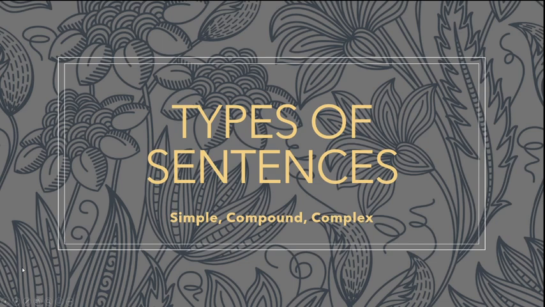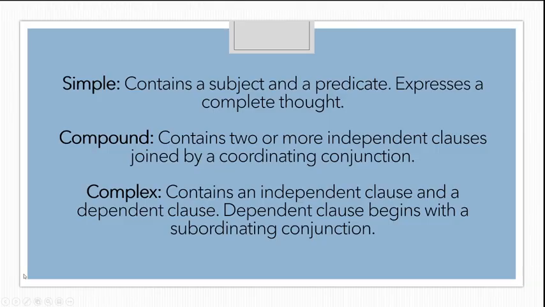One of the other topics that we discussed was types of sentences, which was simple, compound, and complex. Simple sentences contain one subject and one predicate, and it expresses a complete thought. Okay, so for example, the dog ate his food.